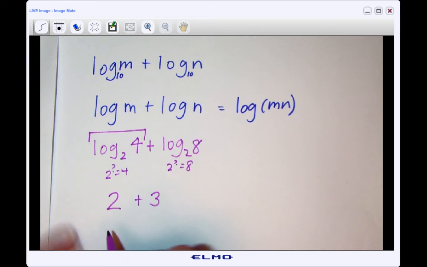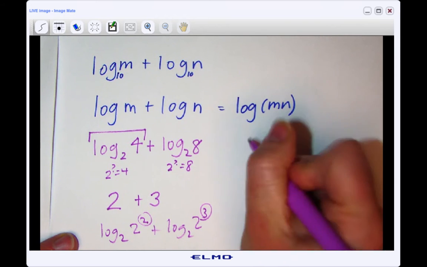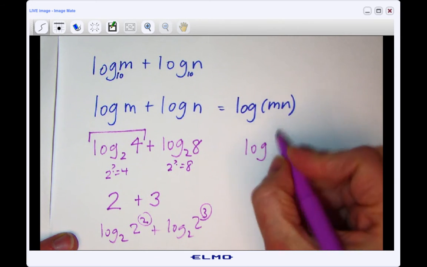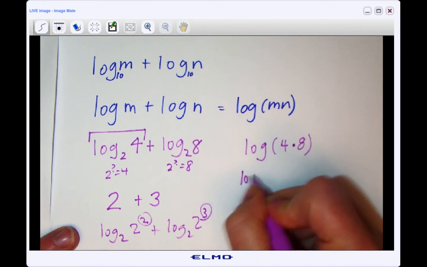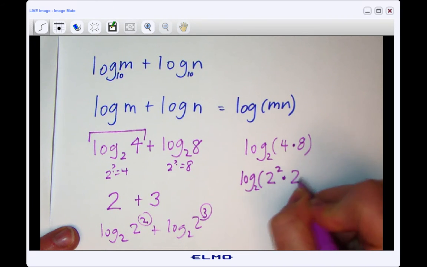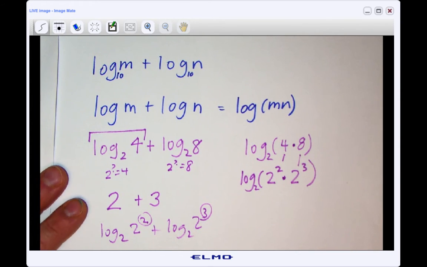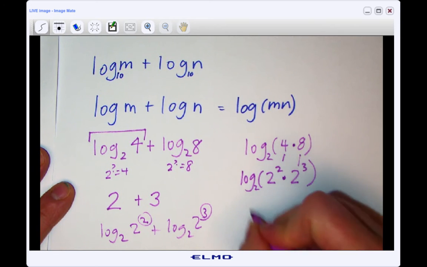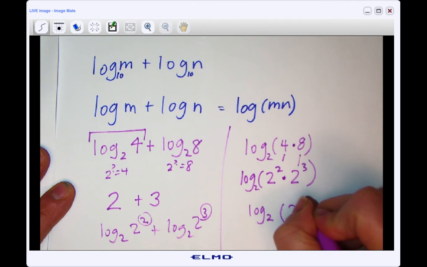Or in other words, we could have thought about it as log base 2 of 2 squared plus log base 2 of 2 to the third. And obviously we know this one is a 2 and this one is a 3. Okay? Now, if I look at this side and I write it as log 4 times 8, well, that's the same thing as log of, base 2, I'm sorry, of 2 squared times 2 to the third, isn't it? Because this is 8 and this is 4. Well, if I think about it that way, it's easy to see that this is going to be log 2 of 2 to the 5th.